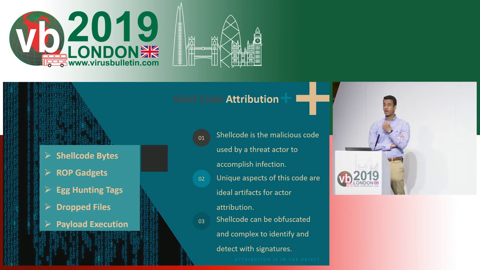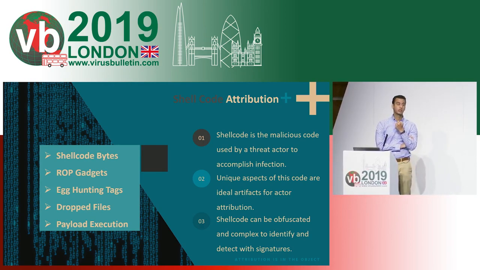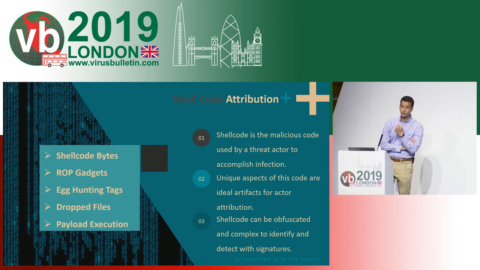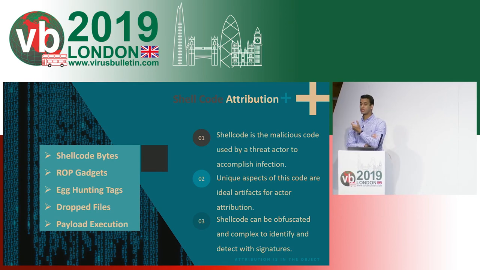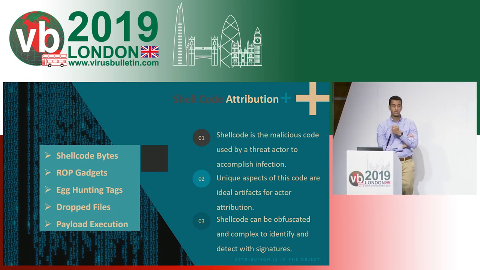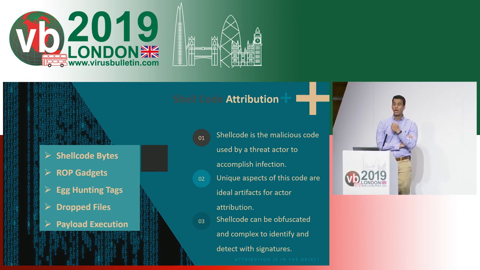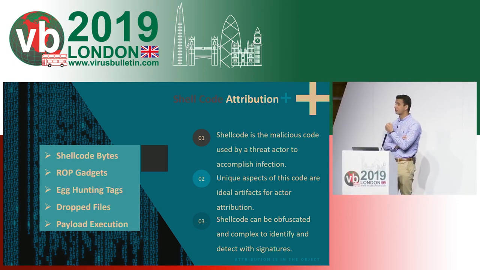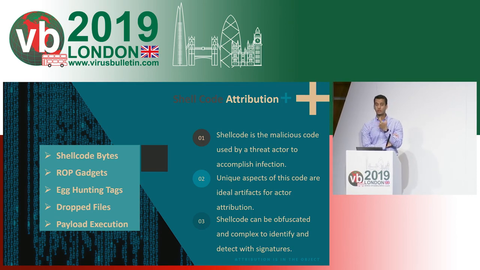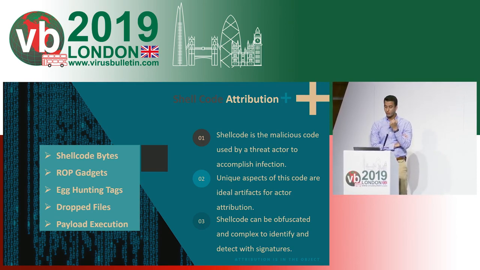The return-oriented programming gadgets: if an actor is using a custom gadget in his return-oriented programming to pivot over data execution prevention, these addresses can be used as a good signature to detect and attribute an exploit to a previously seen actor. Egg hunting tags: while it's not very common in RTF files, sometimes you can see the magic number or the magic string used in egg hunting can be very unique and can be used to attribute a shellcode.